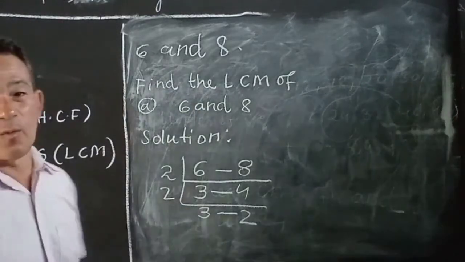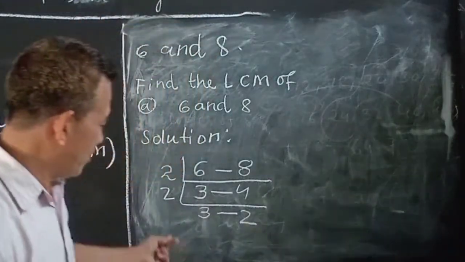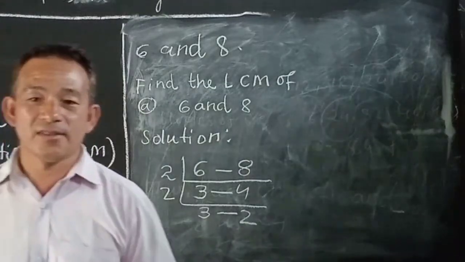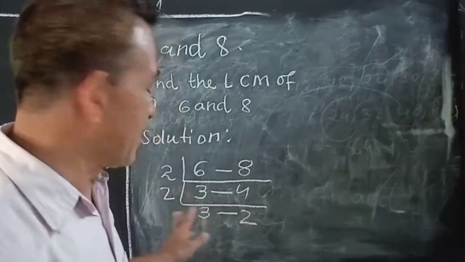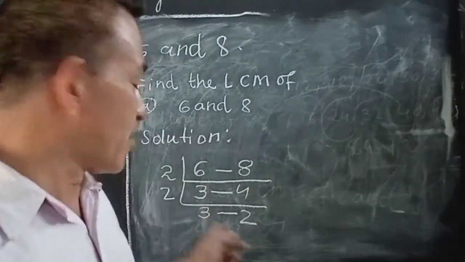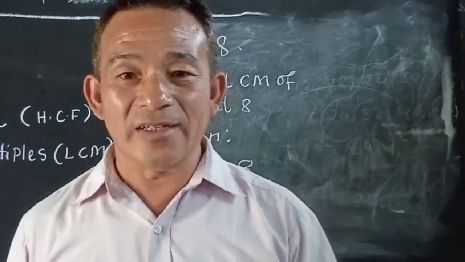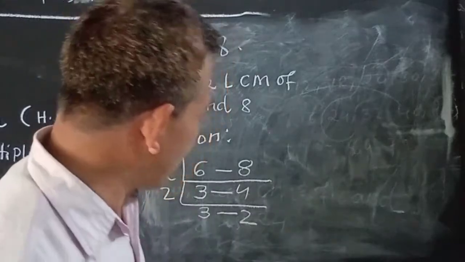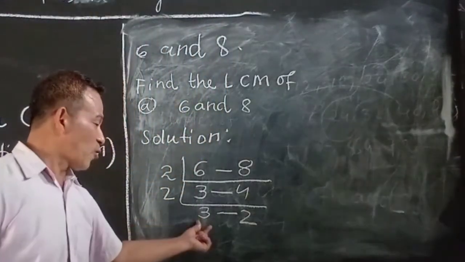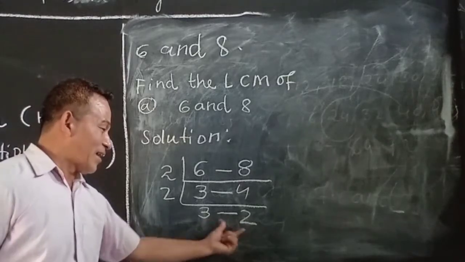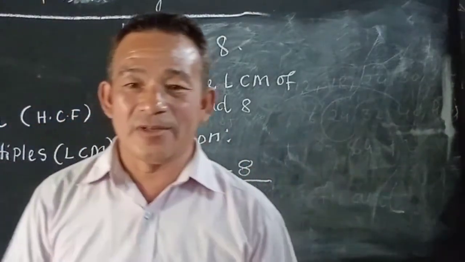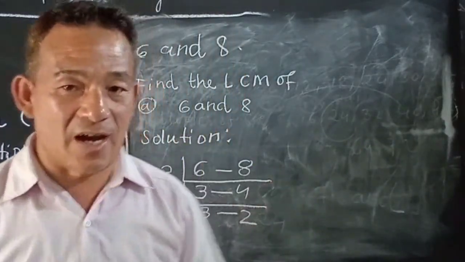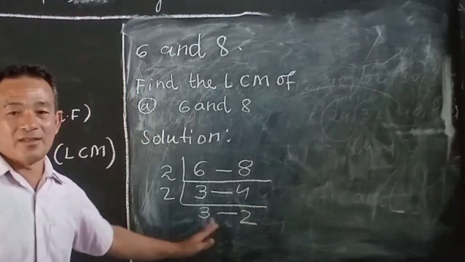And when you find the prime number at the end, 3 and 2, this 3 and 2 is a prime number. Okay, it has only two factors. 3 has only two factors, 1 and 3, and 2 has only two factors, 1 and 2. That means the numbers which have two distinct factors are known as prime numbers. Therefore, when you find the prime number at the end, then you will stop writing it. Means you will get the answer now. You will not divide it further.